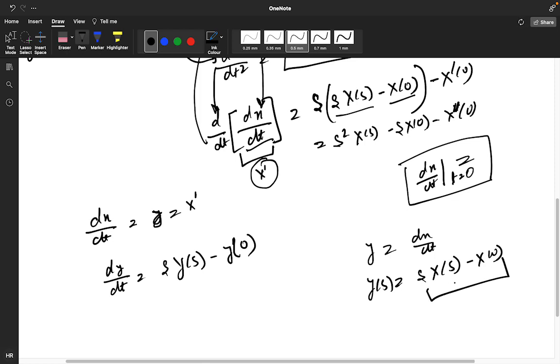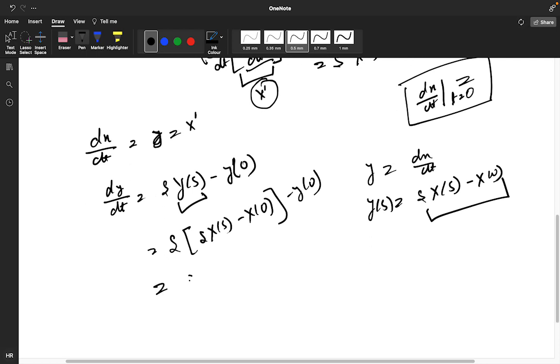If you substitute the value in this y of s, you will get s x of s minus x of 0, minus y of 0. So you are getting the same result: s square x of s minus s x of 0 minus, and you can write y of 0 as x dash of 0. Priyanka, have you understood what I am doing? And dy by dt is nothing but d square x by dt square. You understood, or you want one more explanation? Priyanka? This last one, sir. Can you explain?